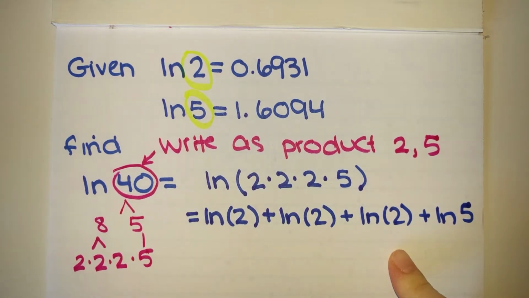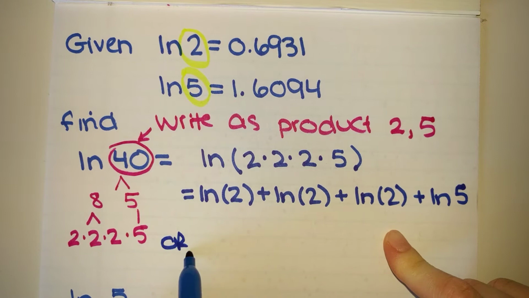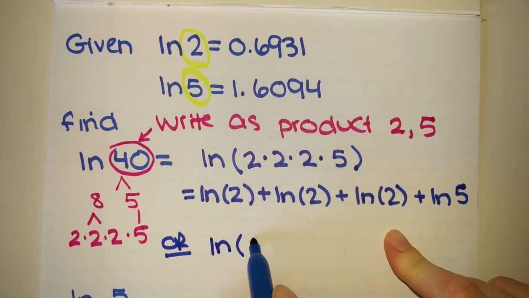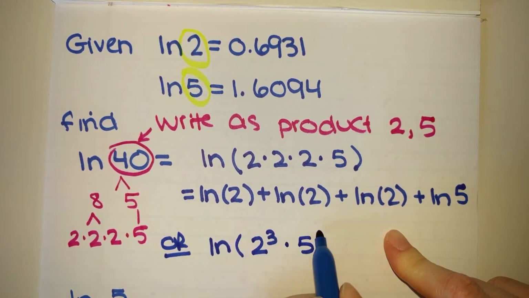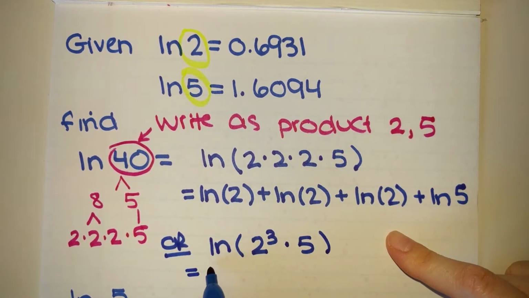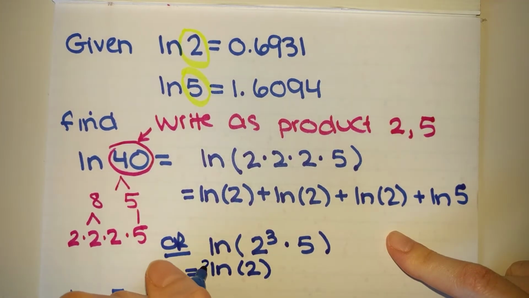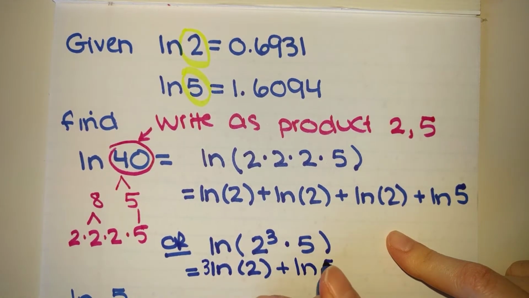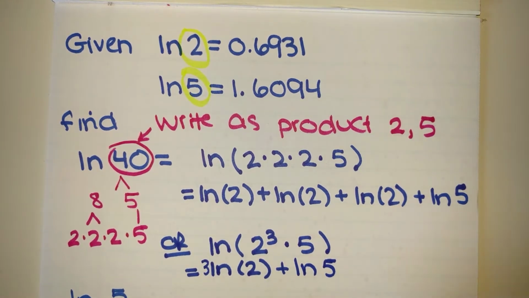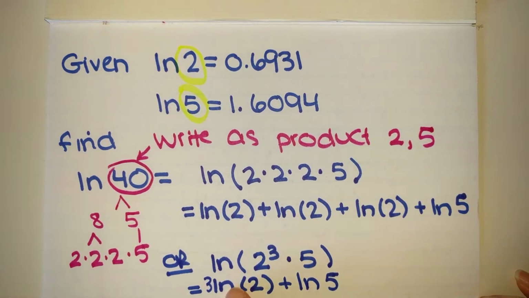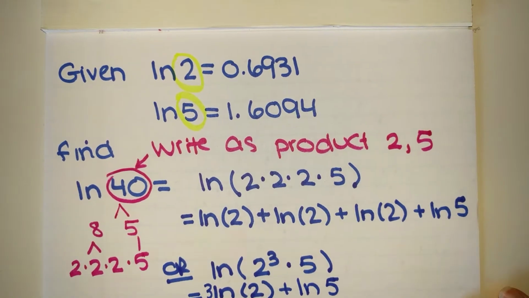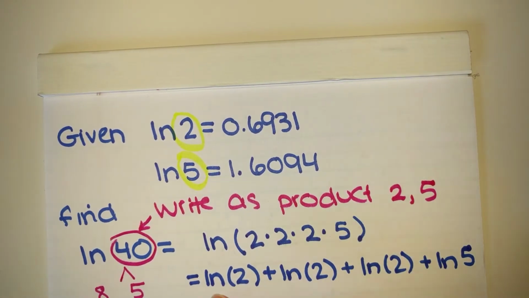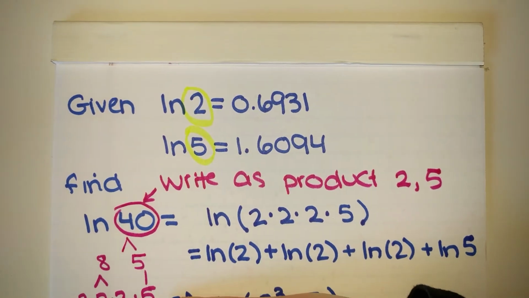And you would get that if you had thought instead about looking at this as the natural log of 2 to the third times 5. Because in that case, you would get the natural log of 2, and then you would bring down the power of 3, plus the natural log of 5. All right, so again, let's just focus on one method only. You could bring down the power, thinking about it as 2 to the third, or you can just think about it as the natural log of 2 three times, plus the natural log of 5.